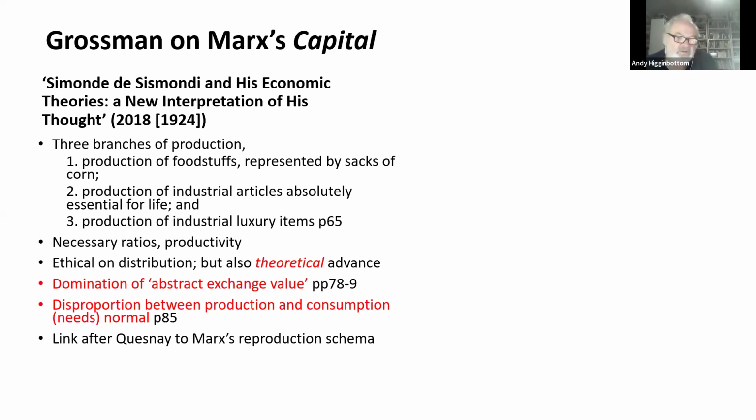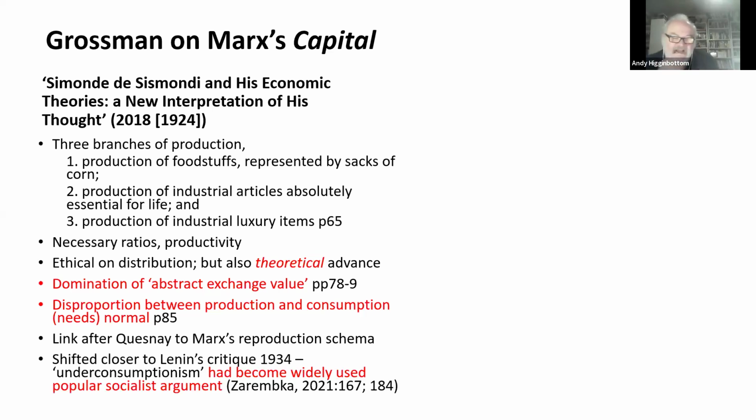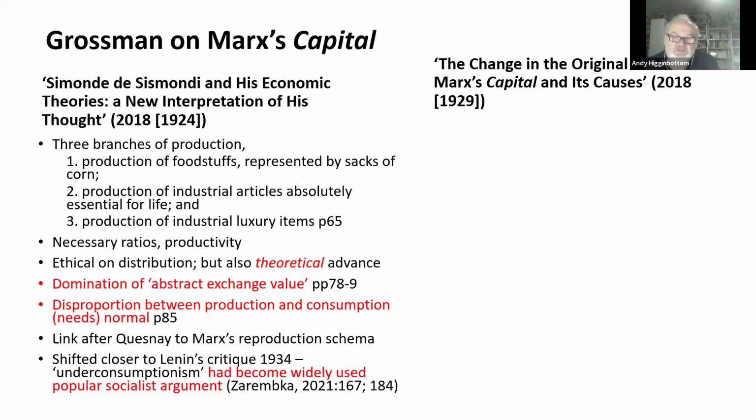So it's a very sympathetic sort of renovation of Sismondi, I would say. As it happens, as Grossman got a bit older, he was not actually in the Communist Party in the 1930s, but he was sympathetic to it, and he slightly became more critical. At least that's how Paul Zanenbecker, who is a Luxemburgist, I would say, writes it, that Grossman slightly gravitated towards the more orthodox position, which was a stronger critique from Lenin of Sismondi.